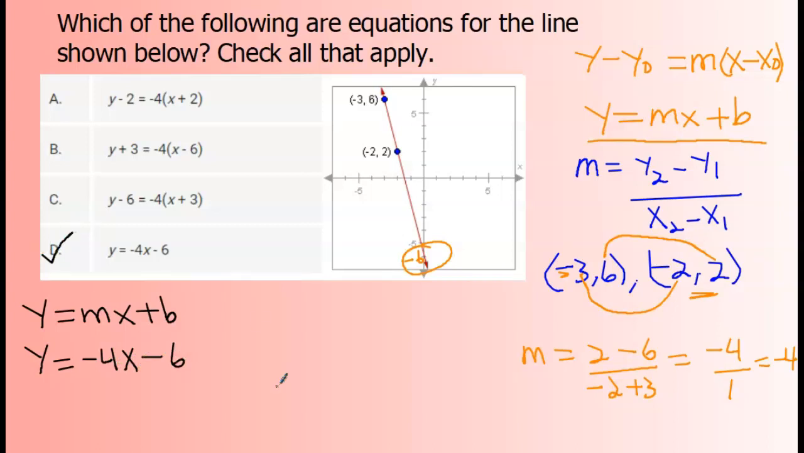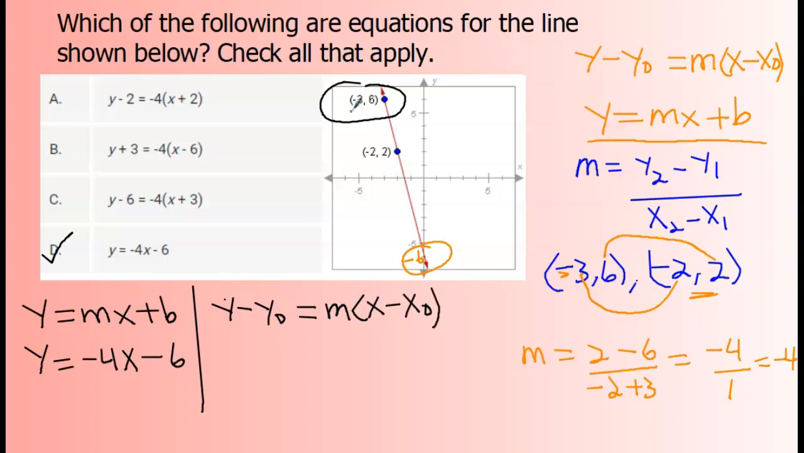So this is right. Now we have to use the first point. As we are using the first point, we are using y minus y naught equals m times x minus x naught. The y coordinate here is 6, so it's going to be y minus 6. The slope we got to be -4, and then the x here is negative, so negative becomes positive, so +3. We compare here, and realize that everything is what we got here. So this is also true.